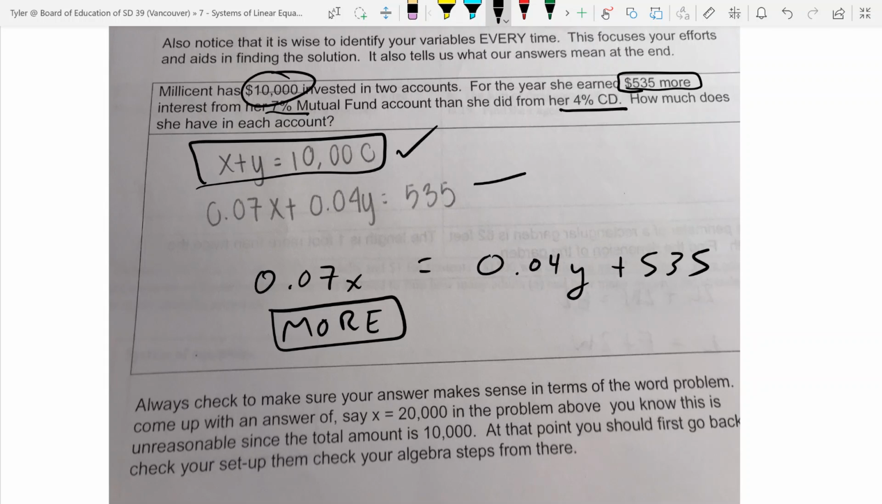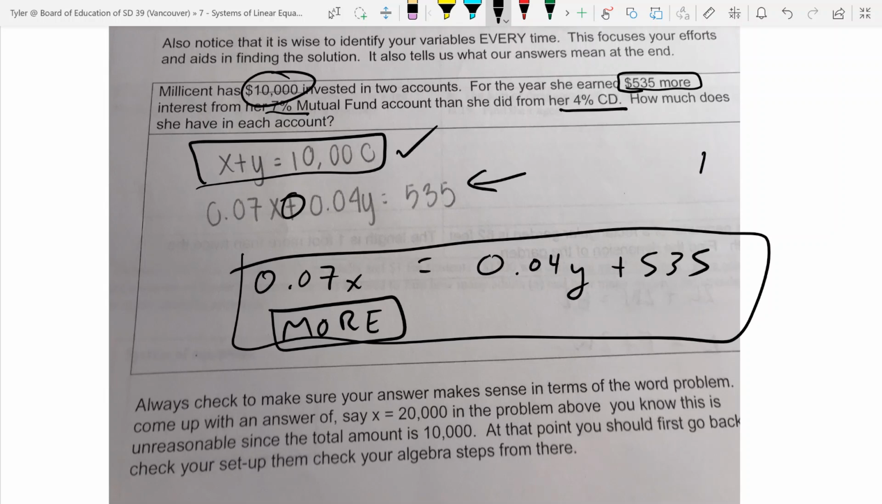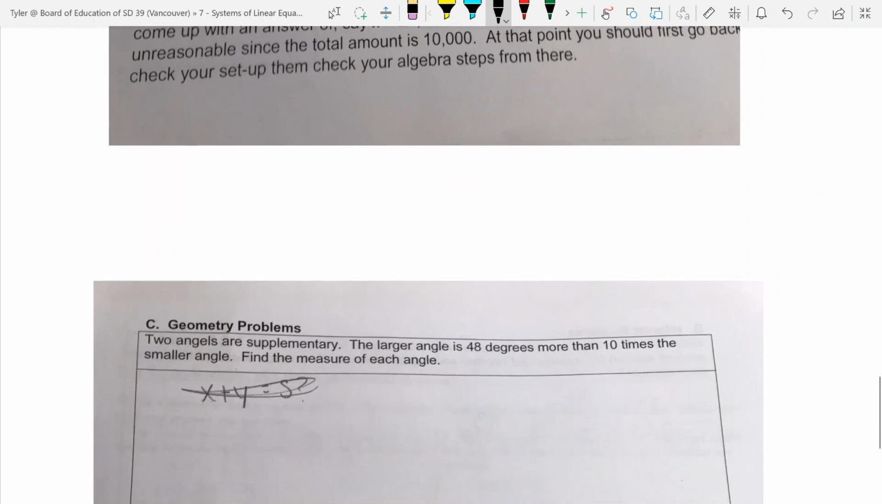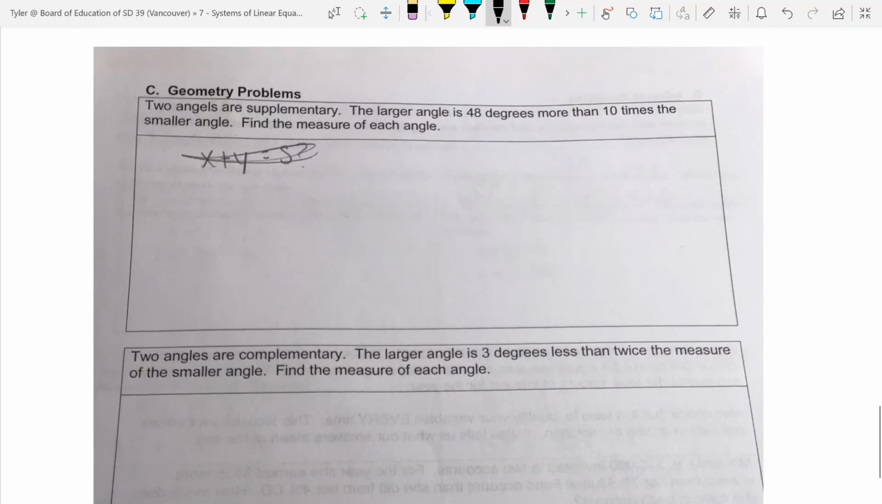So this equation is actually incorrect. It should be subtract over here if you want to do it that way. I think this way is easier to imagine as if it's a scale. What do you got on one side? What do you got on the other side? How can you make them even to each other? Cool. All right, let's check this one.